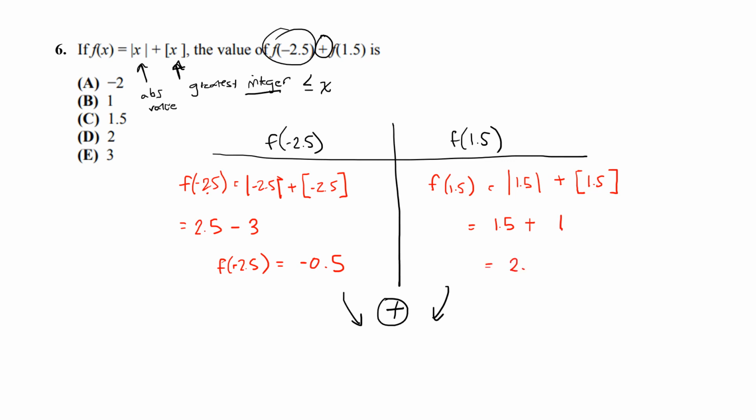That gives us 2.5. Okay, and the problem overall is asking us to combine these two, so we just add them up, right? 2.5 plus -0.5 will equal 2, right? So D here is our answer.